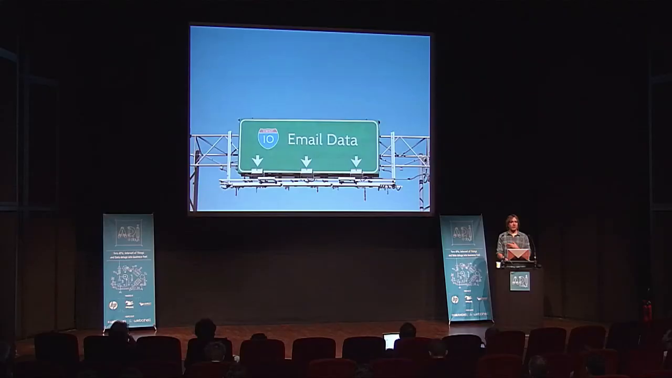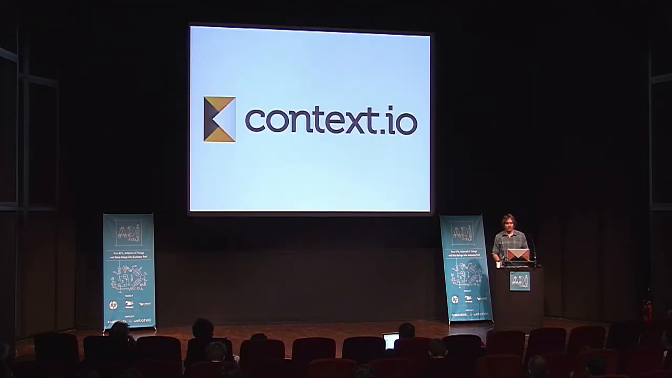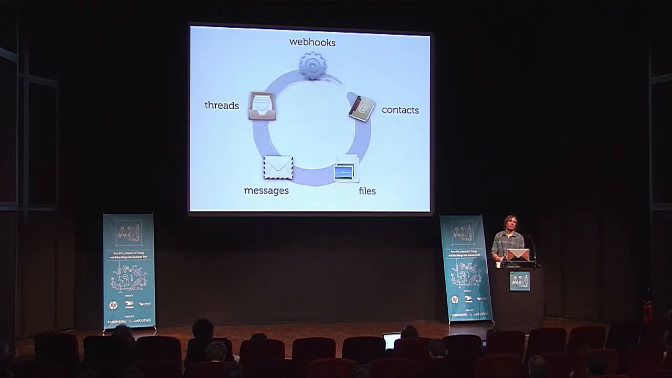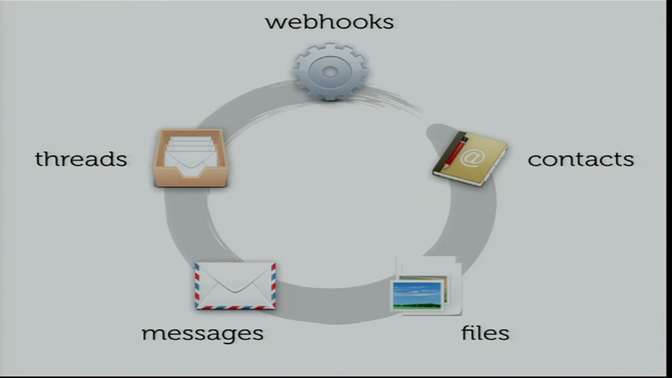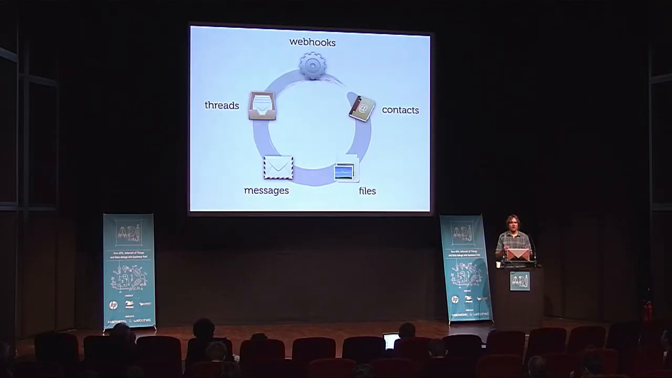So fortunately, there is a much better way than going straight to the servers, and that's context.io. What we are is an abstraction layer between the email servers and all that complexity and app developers. And the way that it works is that we expose five main resources: threads, messages, files, contacts, and then webhooks. So as an app developer, you can write your code one time. You can write nice REST API code that everyone's very familiar with writing, and work with this data.